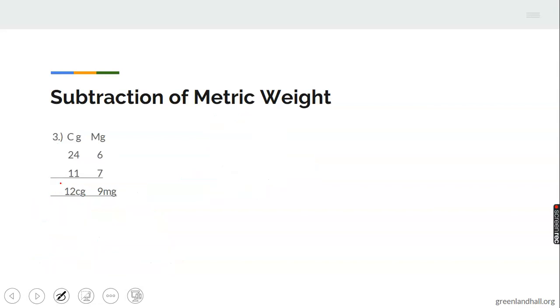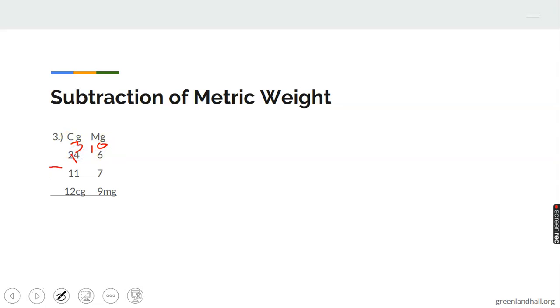Is that taken? So we have another example here. We have centigram and milligram. It is still subtraction. 6 minus 7 is not possible. So what do we do? We borrow from centigram and bring here. When we borrow from centigram to bring here, this automatically becomes 10. Is that taken? So this one remains 23.